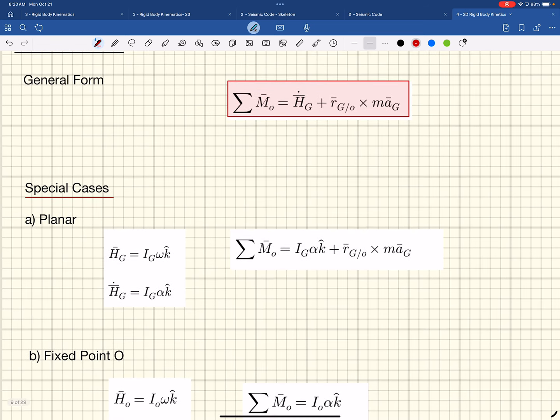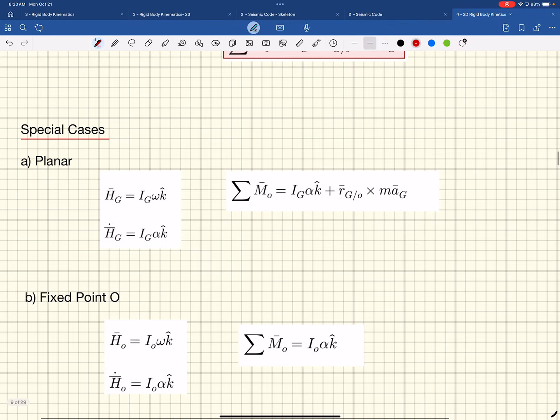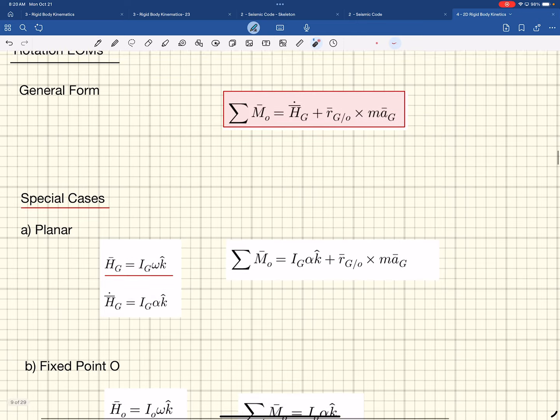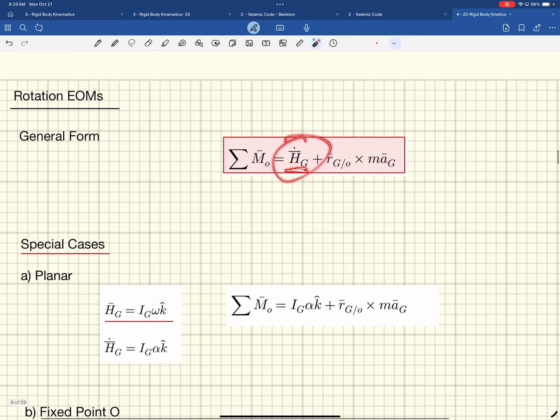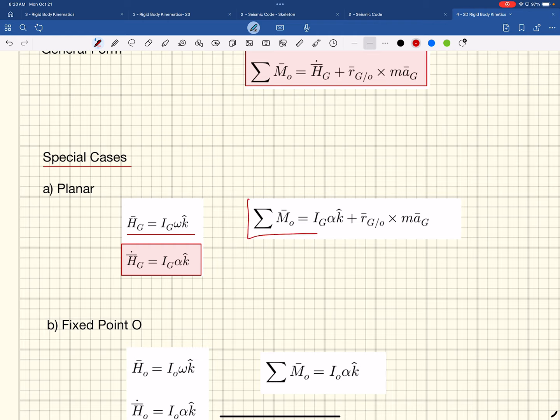For special cases, for planar, this HG is just IG times omega. And if I take the derivative of that, I need HG dot. IG is constant, so it comes out, so it's just the derivative of omega, which is just alpha. So that HG dot component is just IG times alpha. So if you have a case where it's just planar, you would use this equation.